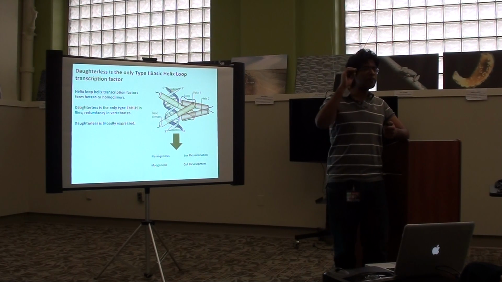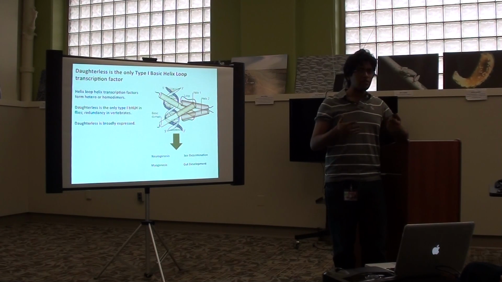Now all of these are very early-on processes. And one of the reasons is because Daughterless is lethal. If you mutate this gene, this protein, it's lethal in early development. So that's one of the drawbacks as well.